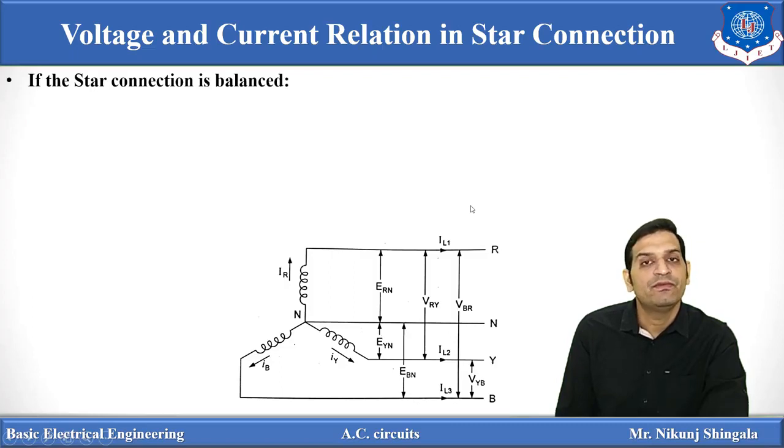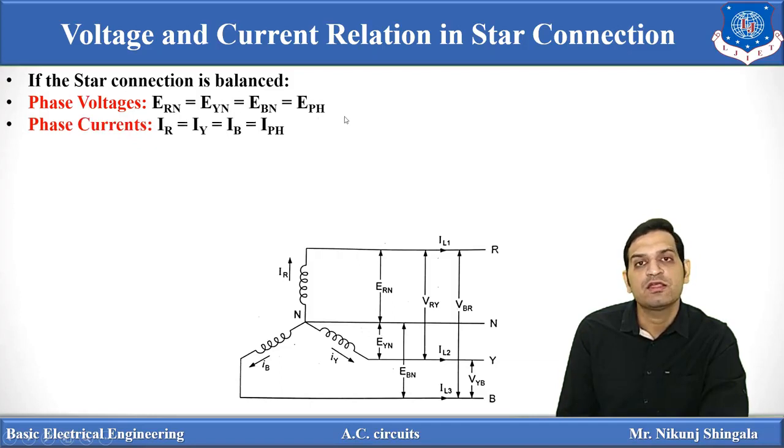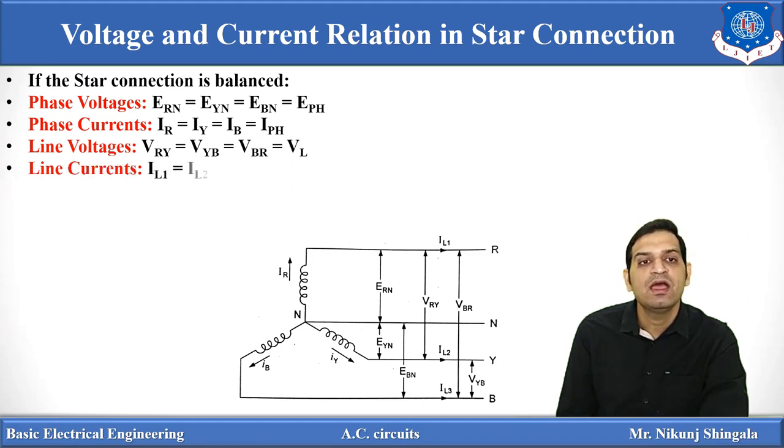Now, if the star connection is balanced, then all the phase voltages will be equal. So ERN, EYN and EBN will be equal, which is denoted by E phase. Similarly, phase currents will also be equal because the system is assumed to be balanced. IR, IY and IB will be equal, denoted by I phase. Line voltages VRY, VYB and VBR will also be equal, denoted by VL. And line currents IL1, IL2 and IL3 are also equal, denoted by IL.